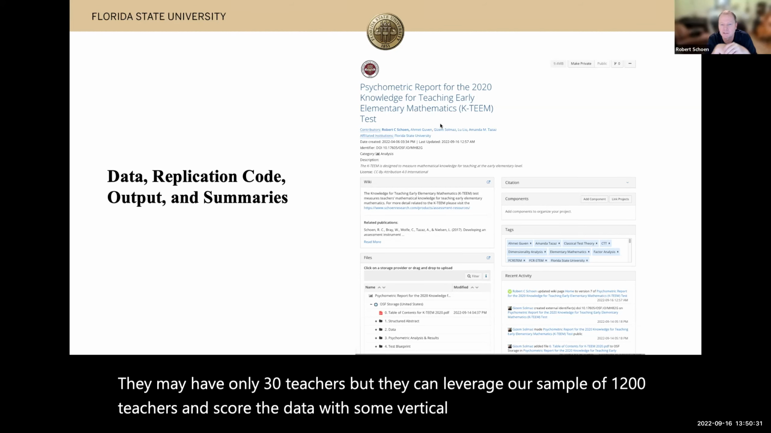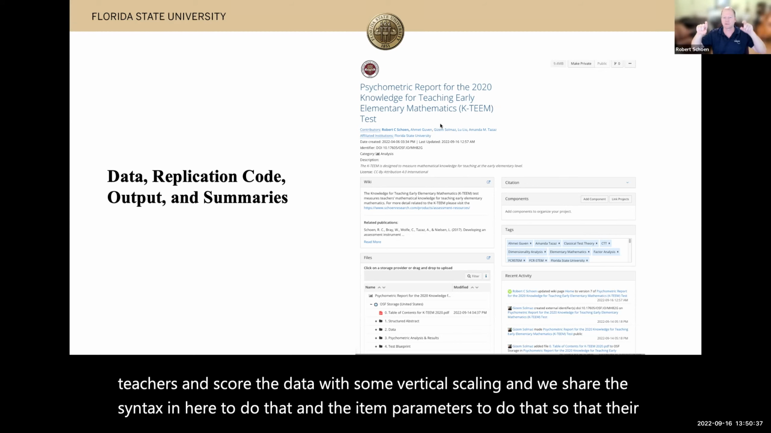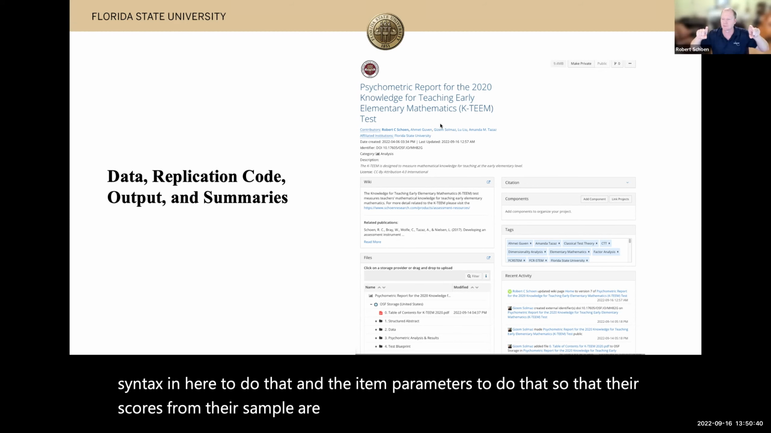And we share the syntax in here to do that and the item parameters to do that, so that their scores from their sample are directly comparable to our scores in our sample, right? So this is good for us all.